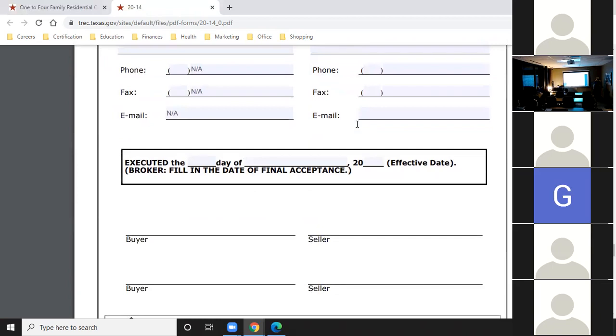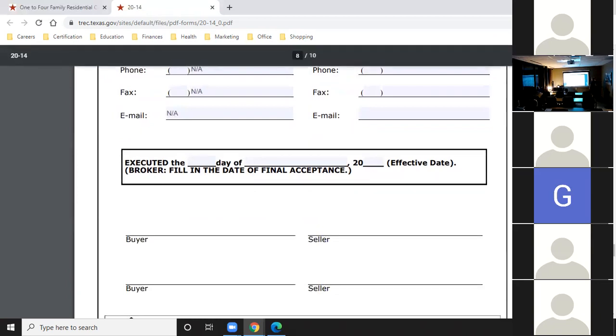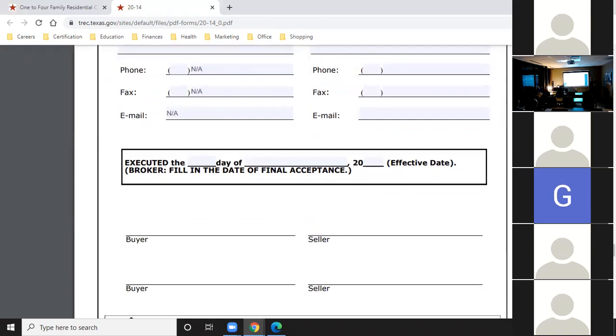All right, executed. Does anybody know the date of execution? I think today. Just one that we put down one month from today. Right, okay, so we got today. Does everybody agree with that?